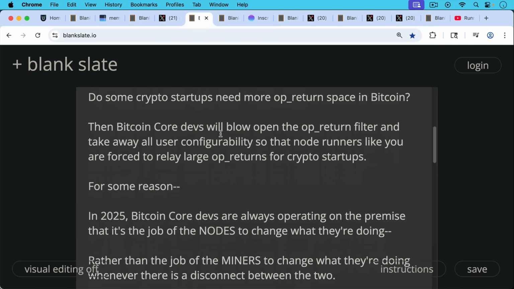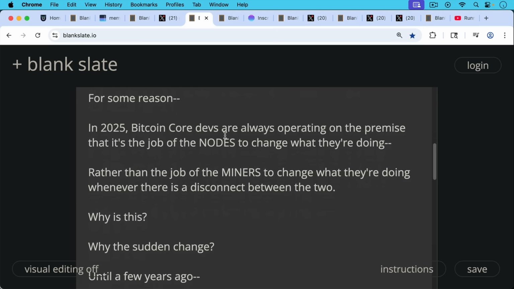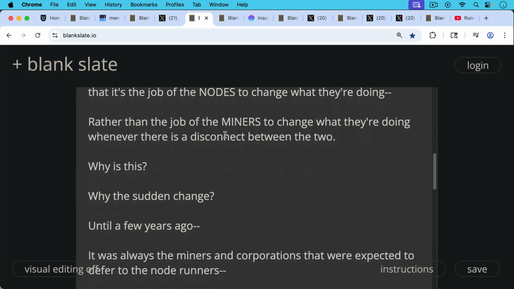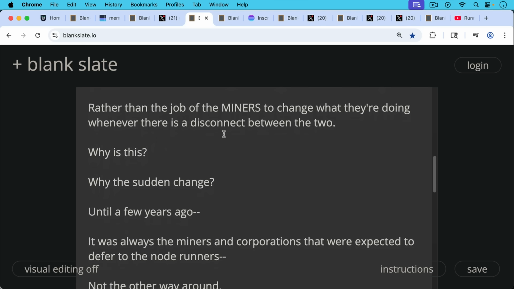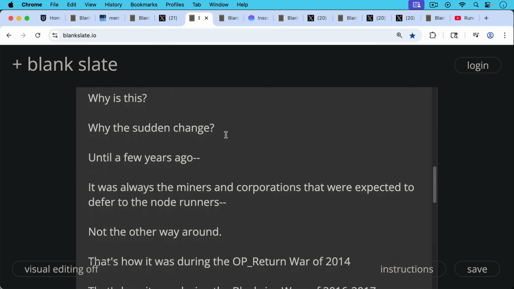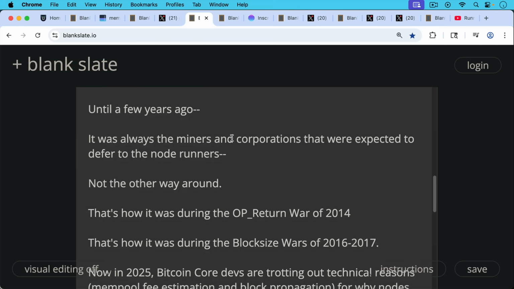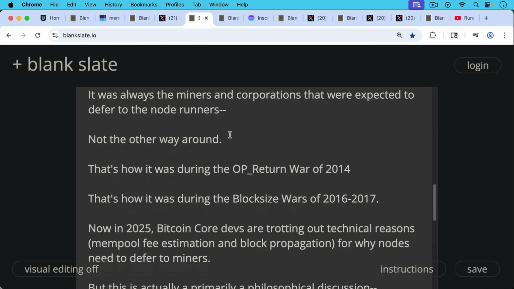Now, for some reason in 2025, Bitcoin Core devs are always operating on the premise that it's the job of the nodes to change what they're doing, rather than the job of the miners to change what they're doing whenever there is a disconnect between the two. Why this sudden change? Because until a few years ago, it was always the miners and corporations that were expected to defer to the node runners, not the other way around. That's how it worked during the opportune war of 2014. That's how it worked during the block size wars of 2016 and 2017.